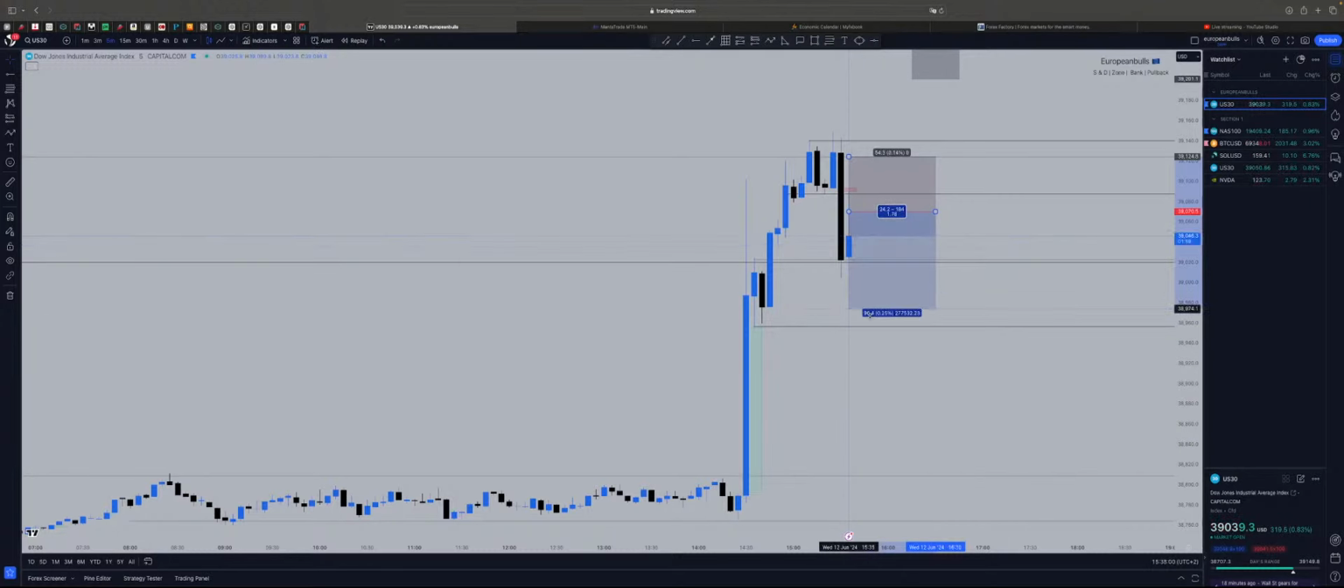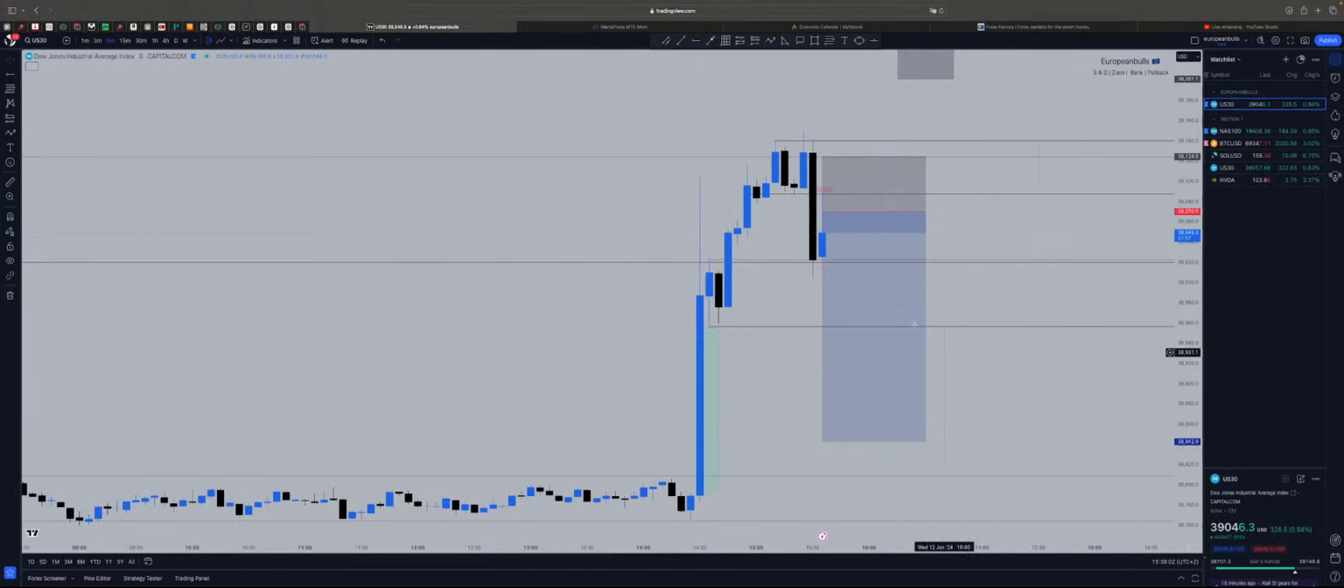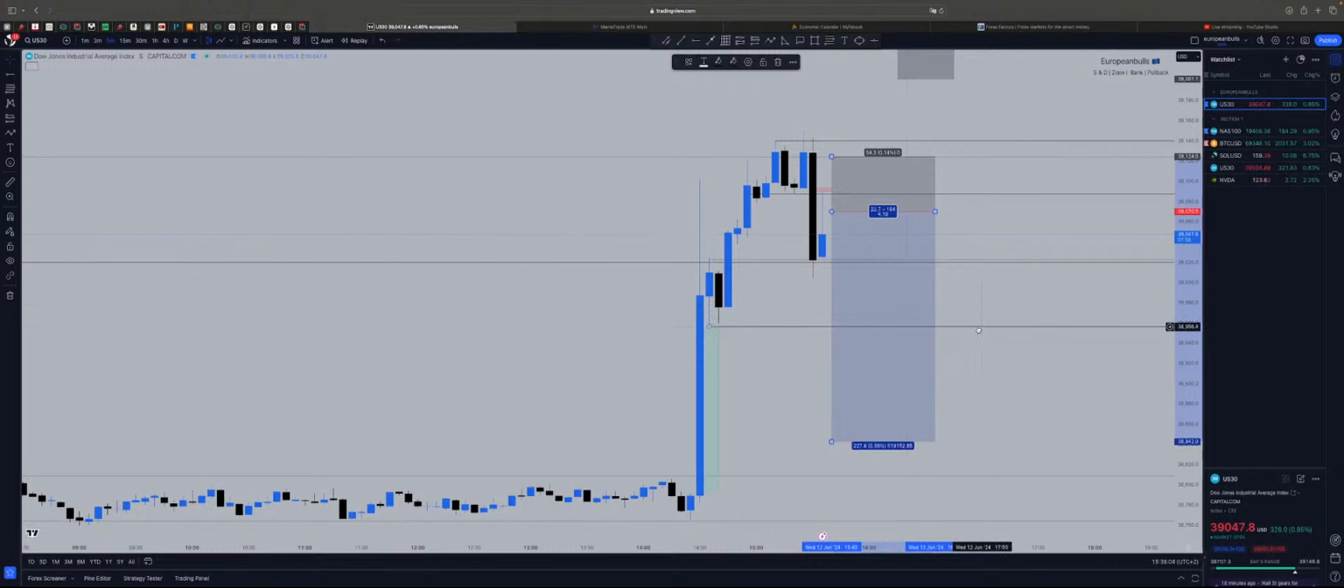2 minutes left for this candle to close. We will patiently wait. If this candle doesn't close below this area, then we will have to close the trade.